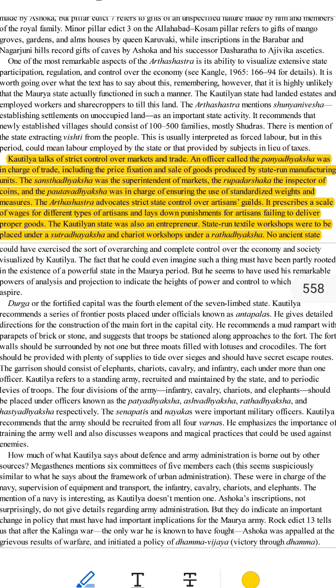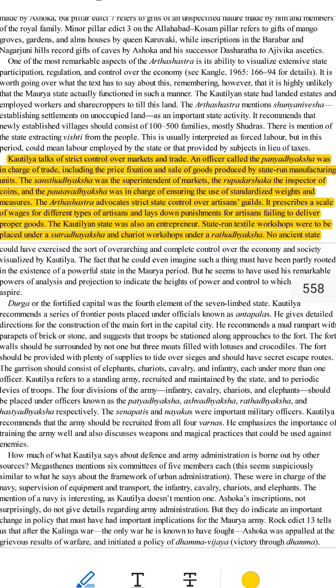The Potavadyaksha made sure that all weights and measures used in markets were accurate. This means that if a merchant said they were selling 1 kilogram of rice, it really had to be 1 kilogram. Example: imagine you go to buy a bag of rice. The officer checks that the scale used to weigh the rice is correct, so you don't get cheated.